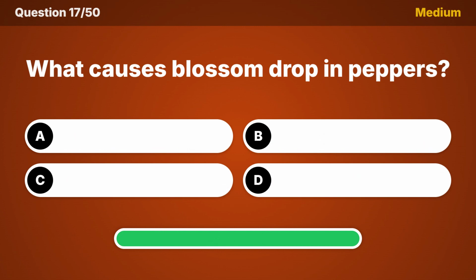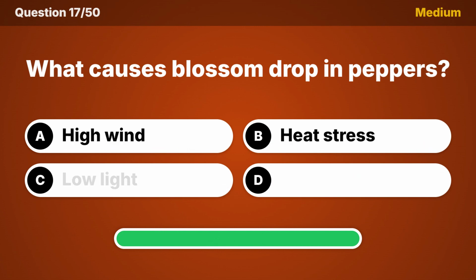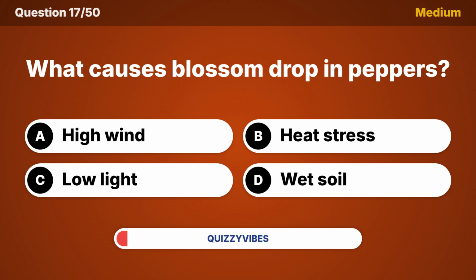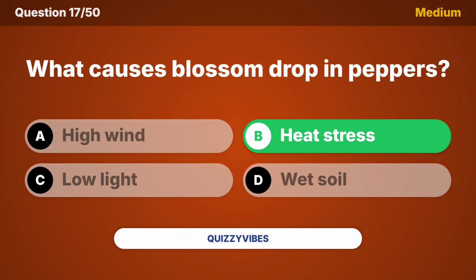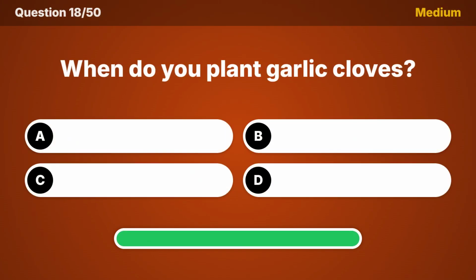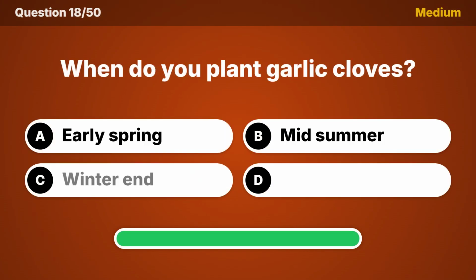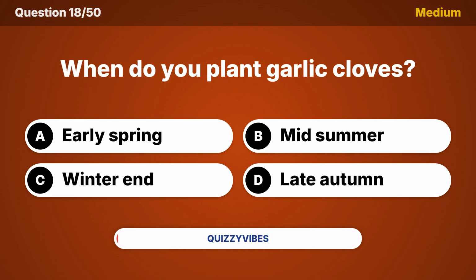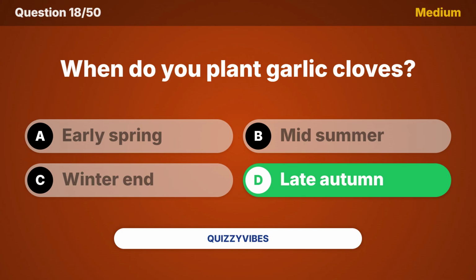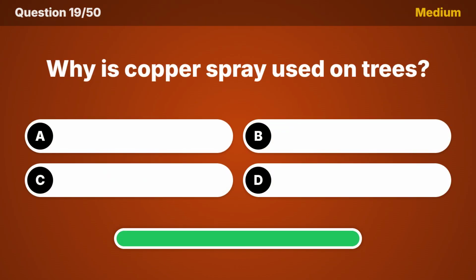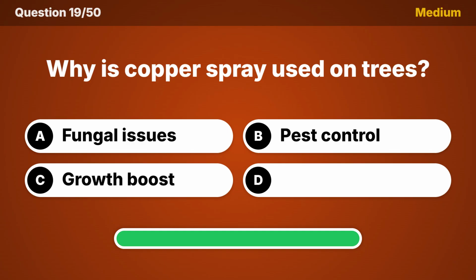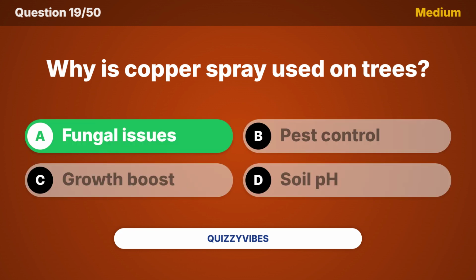What causes blossom drop in peppers? The correct choice is heat stress. When do you plant garlic cloves? The correct choice is late autumn. Why is copper spray used on trees? Did you guess it? The answer is fungal issues.